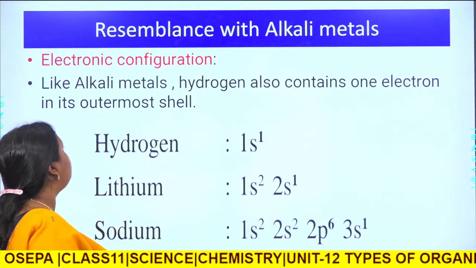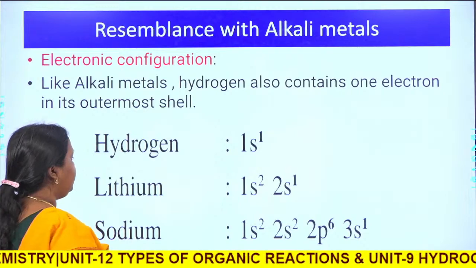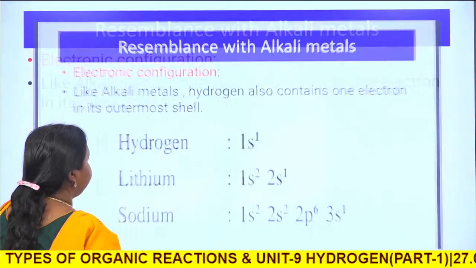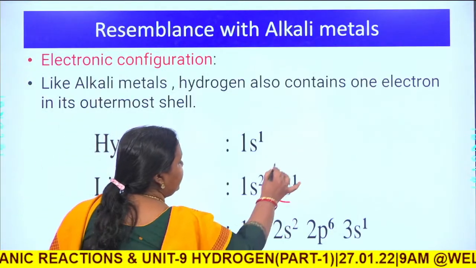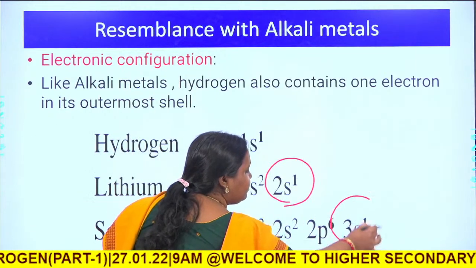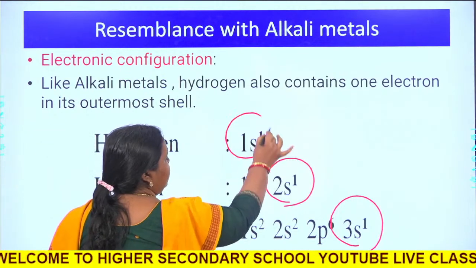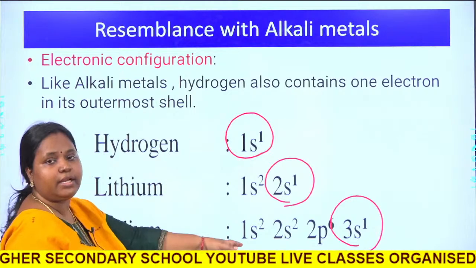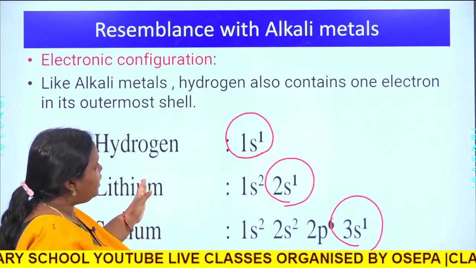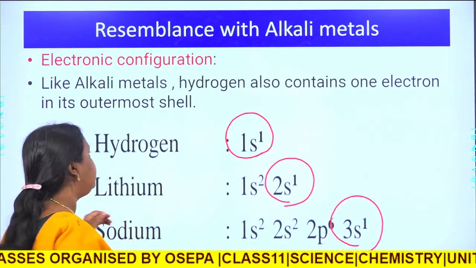Okay. So electronic configuration of alkali metals: in case of lithium, it has one electron in its valence shell. Similarly, sodium has also one electron in its valence shell. Hydrogen also has one electron in its valence shell. All have one electron in the outermost shell. So according to electronic configuration, it shows similarity with alkali metals.